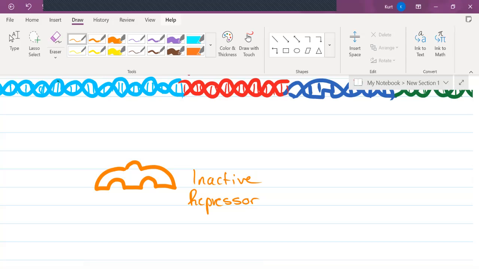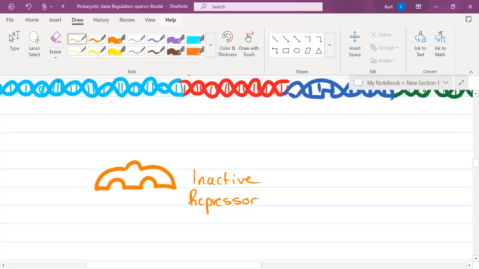So Reagan, if the repressor is inactive, does that mean the operon is going to be on or off? On. Why would it be on? The repressor can't touch it.